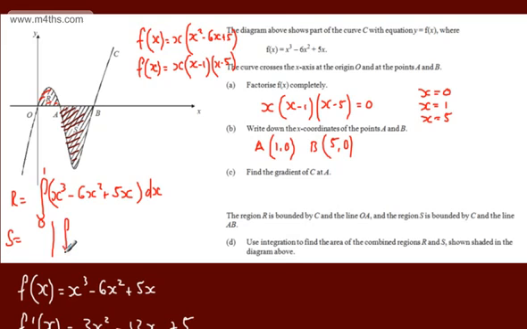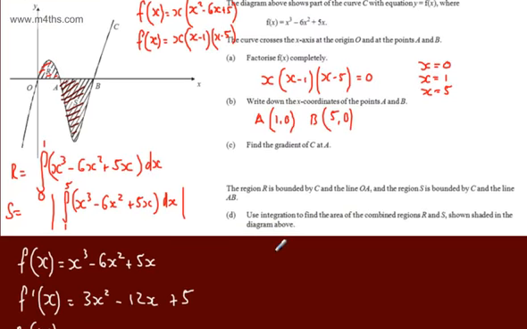So this is the integral now from 1 to 5. And again, it's just x cubed minus 6x squared plus 5x. We're going to be integrating with respect to x. We're going to get a negative value, which is perfectly fine. And we're just going to take the absolute value of that. So let's go ahead and integrate this.